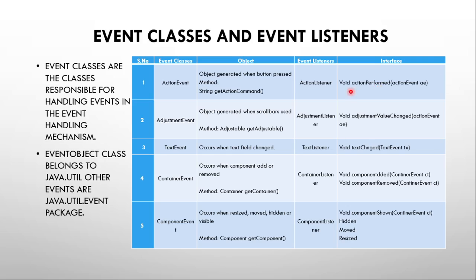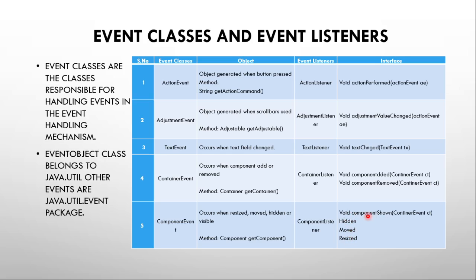Fine. So likewise there is adjustment event, and you know that there will be adjustment listener, right, to listen to this event. And there is text event and text listener, and these are all the methods which are already defined in these interfaces. So we can simply implement these interfaces, and we just need to override all these methods. Note this point, we need to override each and every single method which is there in that particular interface, right? And there is container event, container listener, component event, component listener. So it has got these many methods.